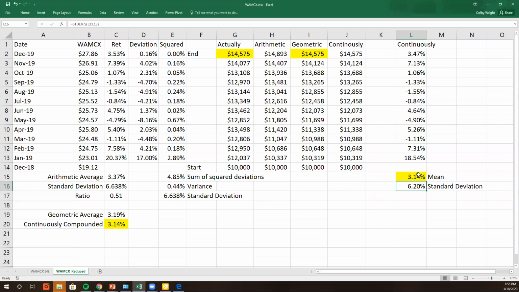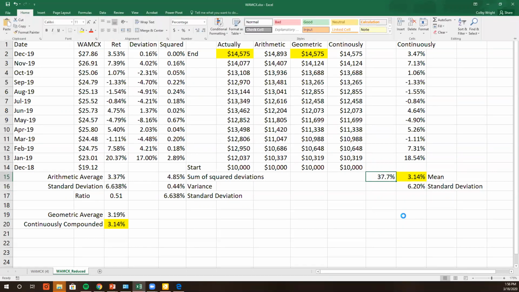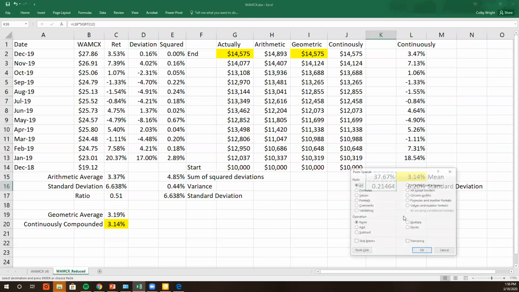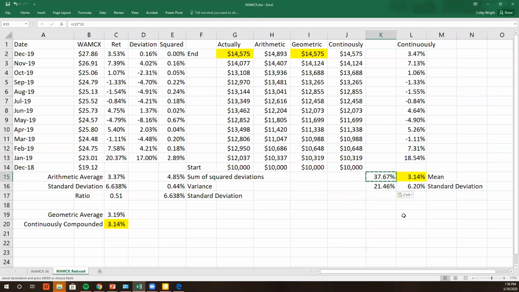So what I'm telling you is, when we did WAMCX, I got an average continuously compounded monthly return of 3.14%. How would you annualize that? Simply take it and multiply it by 12, and there it is. How about the standard deviation? Simply multiply the standard deviation by the square root of 12, and you've annualized it. And there they are. We now have our mean and our standard deviation in an annualized form.